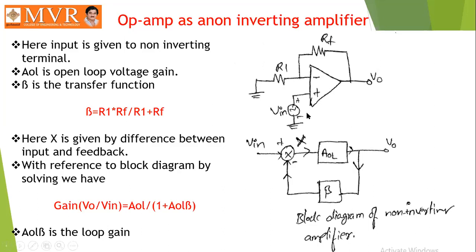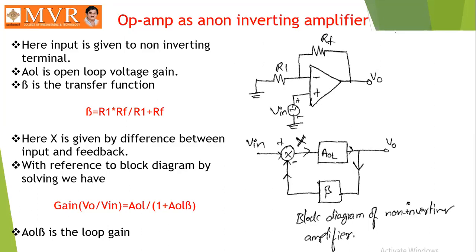In this circuit, you can observe that we give the input signal to the non-inverting terminal, that is the positive terminal, and we provide the feedback to the inverting terminal through a feedback resistor RF. Here AOL is the open loop voltage gain, and beta is the transfer function. The beta transfer function is obtained by R1 in parallel with RF, that is R1 into RF divided by R1 plus RF. So beta is equal to R1 RF divided by R1 plus RF.